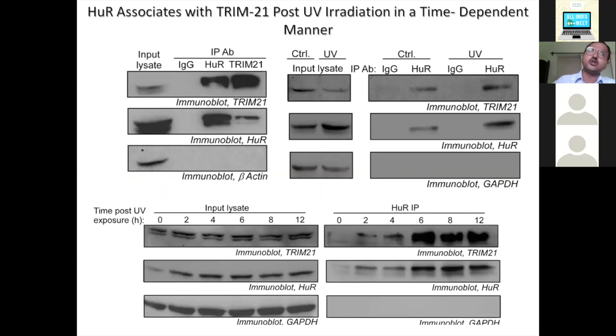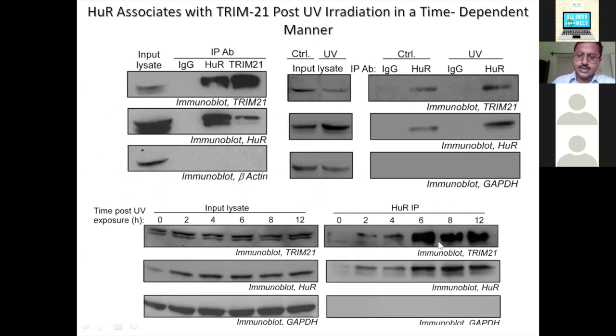So we now could do a series of experiments. So we pulled down HUR using HUR antibody, and we could pull down TRIM21. We could do vice versa. We could pull down TRIM21 and we could pull down HUR. We could show that this association between TRIM21 and HUR was enhanced by UV. So here this is in presence of UV. So this increases the pull down.